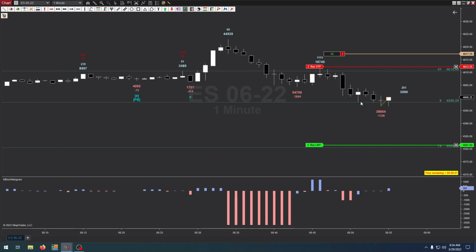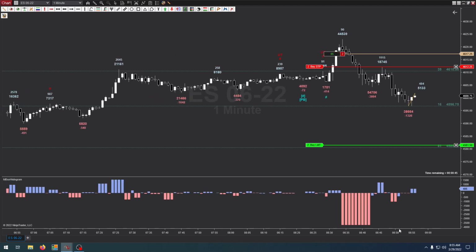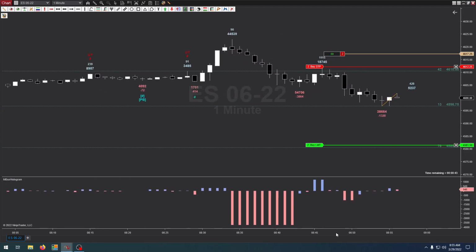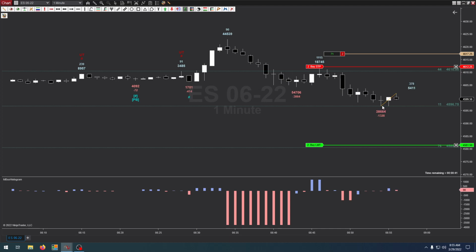We need to close below this level here. Right now that's acting as support. And it's just this fractal right here. No swing on here. There's a swing here, so I'm going to move this to here. That's the low we need to go after now. Confirm swing shorts where we need to go.